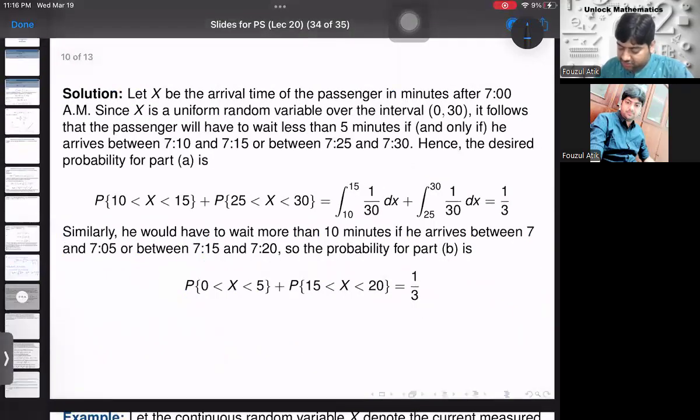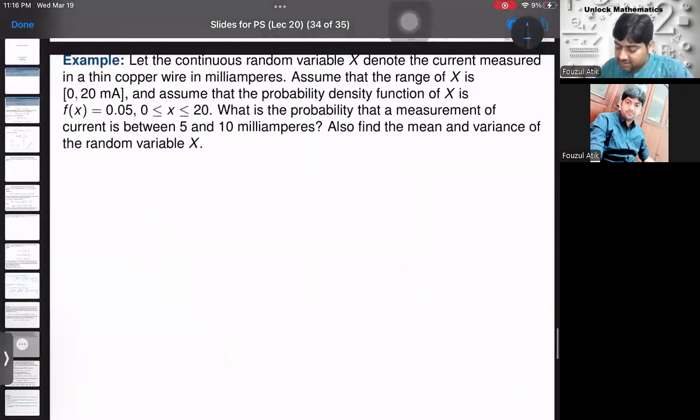Yeah, so this is the solution we have already done. We have one more example. Let the continuous random variable x denote the current measured in a thin copper wire in milliamperes. Assuming that the range of x is 0 to 20 milliamperes and assume the probability density function of fx is equal to 0.05 between 0 to 20. Then what is the probability that a measurement of current is between 5 and 10 milliamperes?